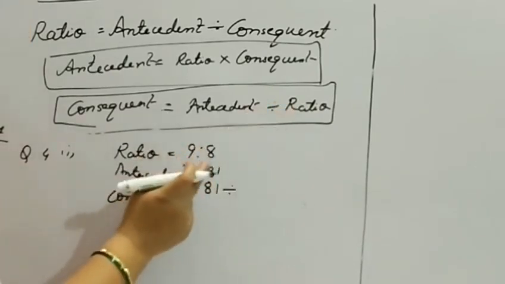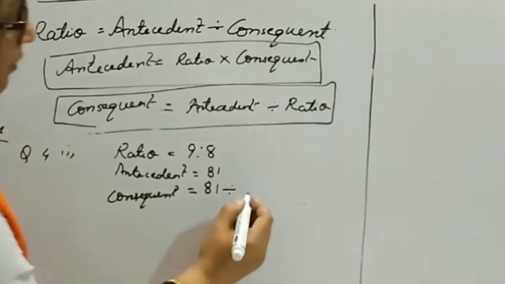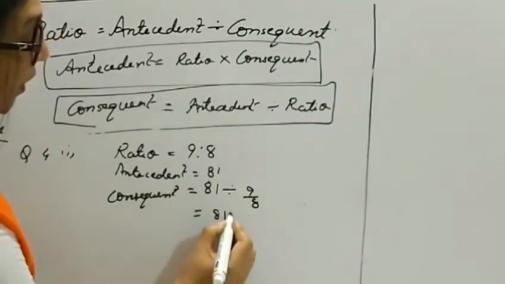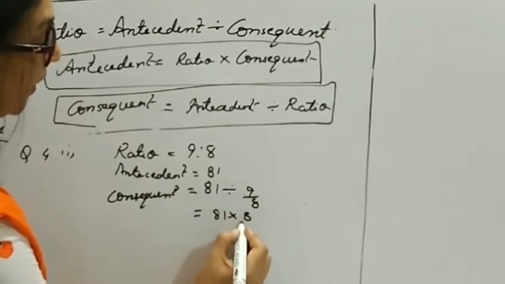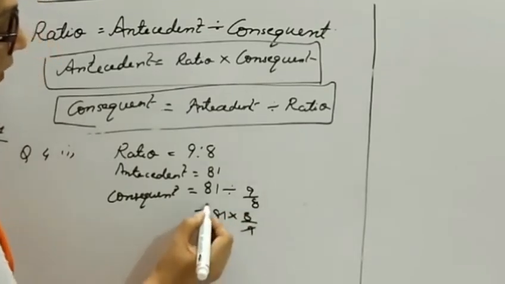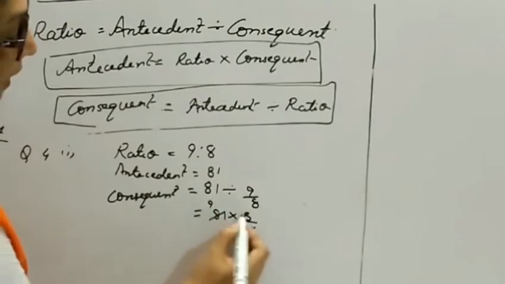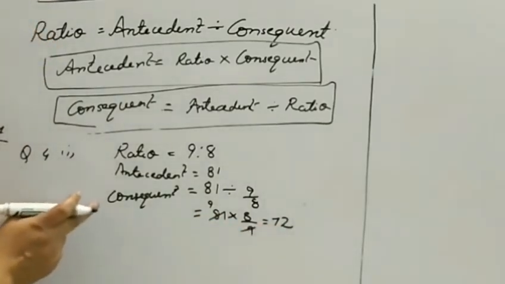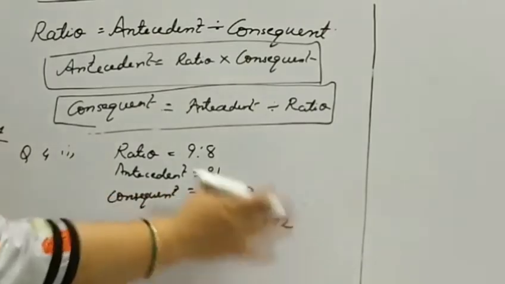While writing the ratio, we bring it as a fraction, so 9/8. Next step, 81 into the reciprocal of this number, 8/9. Cancel 9 and 81, it will go 9 times. 9 times 8 is 72. Hence the consequent is 72.